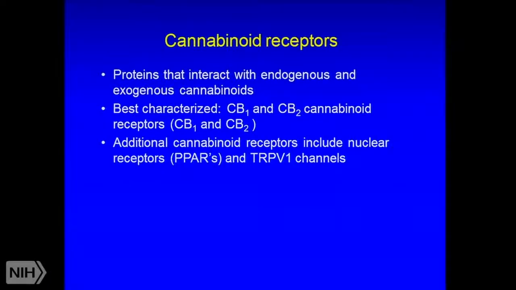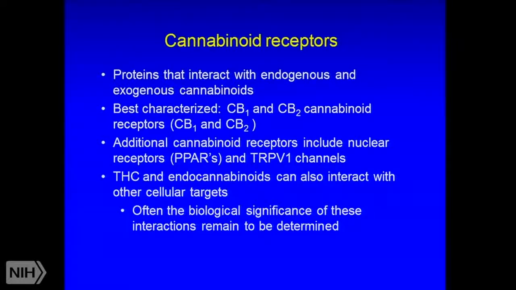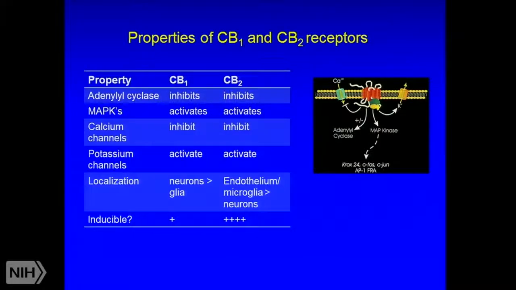There are additional cannabinoid receptors that I won't have a chance to talk about, and those particularly interact with endogenous cannabinoids. They include nuclear receptors such as the PPARs and TRPV1 channels. Also, THC and endogenous cannabinoids can interact with many other cellular targets, although often the biological significance of these interactions is obscure. As we heard earlier, dose really is very, very important. So I'll mostly focus on CB1 receptors, although a lot of the concepts will also carry over to CB2 receptors.